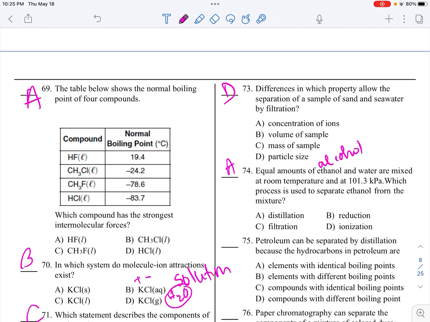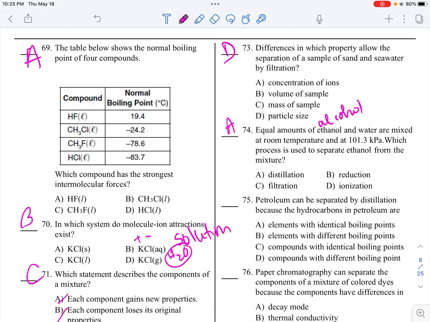Distillation is the process to separate liquids, and usually they do use alcohol and water, based on boiling points. Petroleum can be separated by distillation because hydrocarbons in petroleum are they elements or are they compounds? And talk about boiling point. Well, first of all, they have to have different boiling points because that's how it works. But petroleum is a compound, so it's got to be choice D.